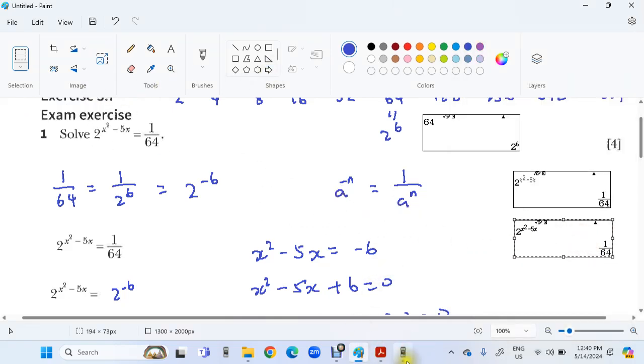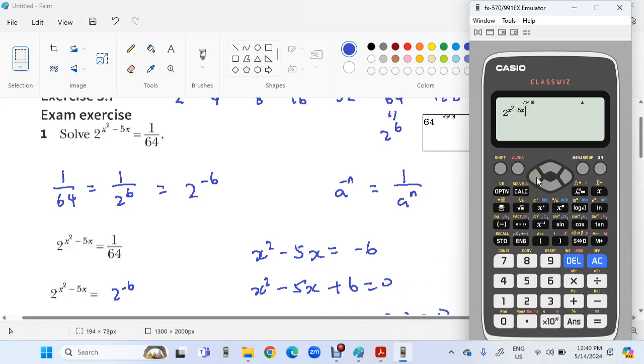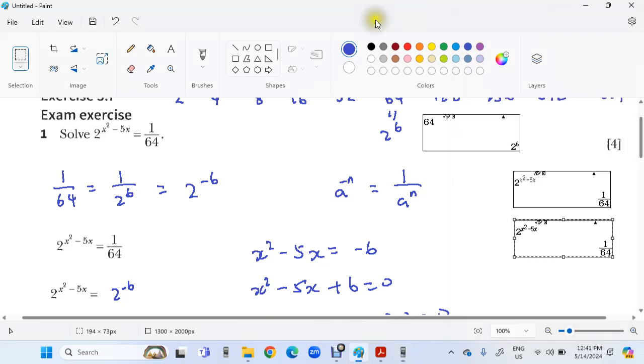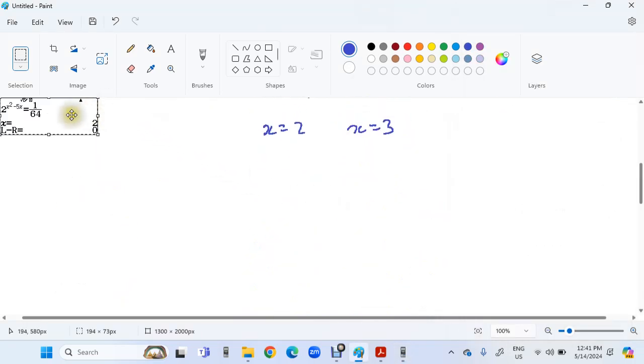For this kind of question, if you want to get the answer straight from the calculator, you also can. You key in 2 power x squared minus 5x, press alpha, equal 1 over 64, and then you press shift solve. The calculator will ask what is the value of x. Then you try with 1, then you press equal. Then the answer will give you x equal to 2.